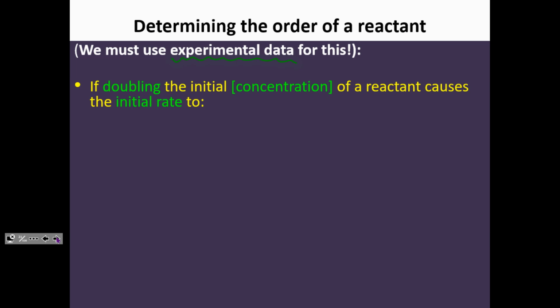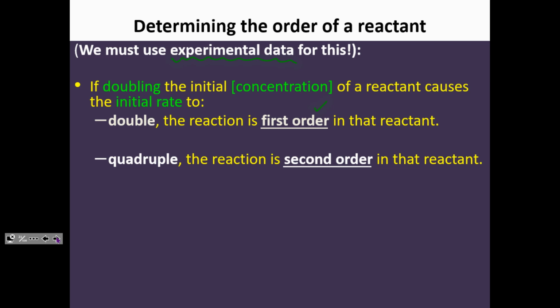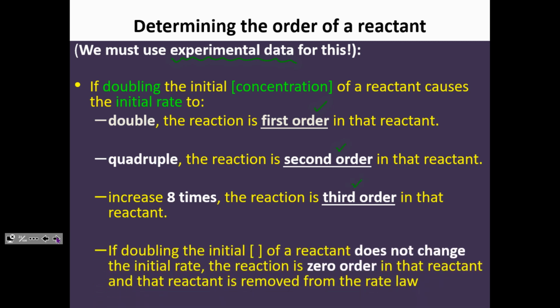If we double the initial concentration and it causes the initial rate to also double, we call that a first order in that reactant. If it quadruples, we'll have a second order in that reactant. If it increases by 8-fold, the reaction is third order. And if it doubles but nothing changes, then we have a 0 order. So fill these in. We're going to see how these apply to the examples in just a moment. And then I'm also going to summarize at the end of this video.